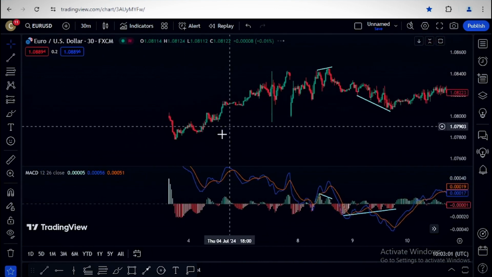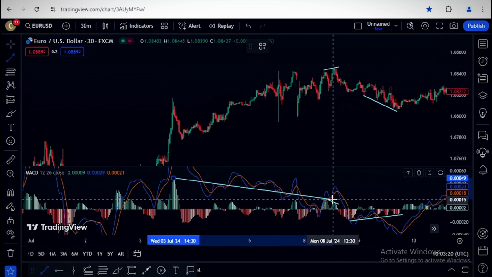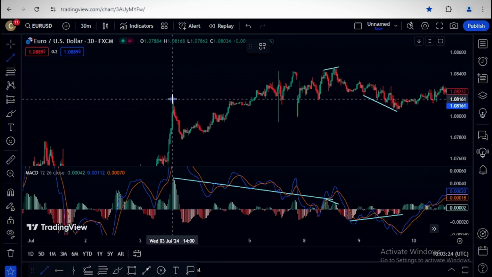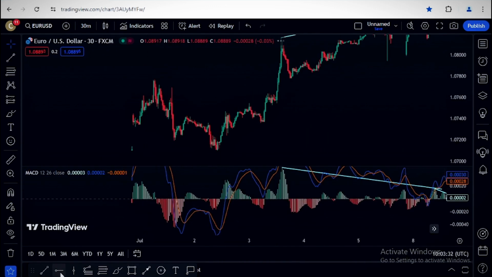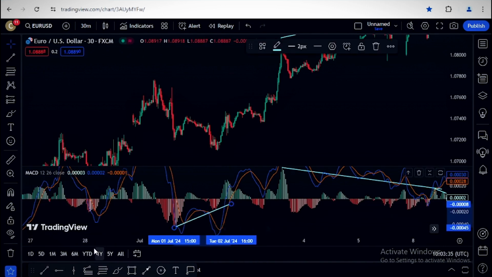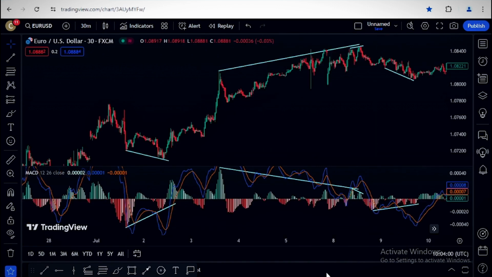Divergence occurs when the price of an asset and the MACD index move in opposite directions. For example, if the price is rising but the MACD is declining, it may indicate weakness in the uptrend and a bearish divergence. Divergences can be powerful signals for traders and help them predict the end of a trend.